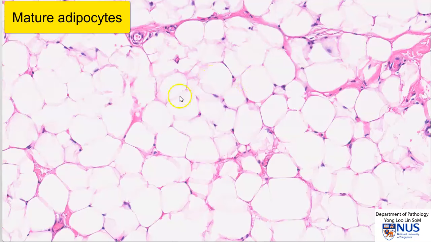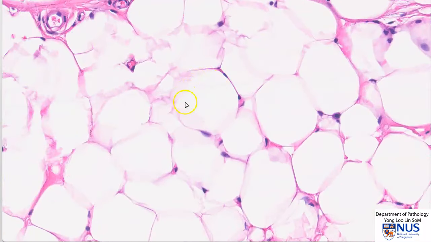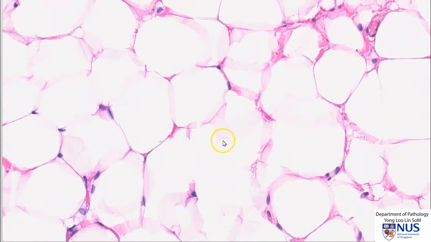Now these cells look very empty, and this is because the lipid that they contained has been washed away during processing of the tissue into microscopic slides. If we zoom in, we can see that each cell appears very empty and large and somewhat rounded to polygonal, and there is a very small, bland-looking compressed nucleus right at the edge of the cell. In some of the cells, we can't see the nucleus clearly, and this is because of the plane of sectioning. The nucleus may not be caught in that particular plane.